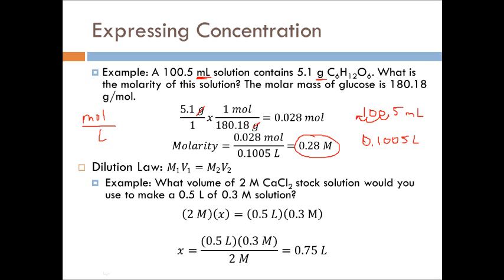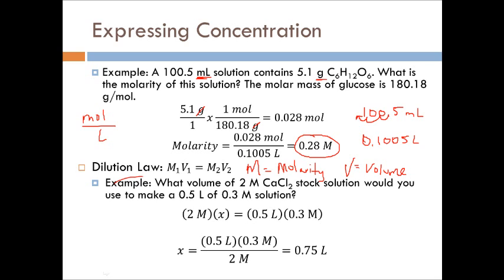Because it's such an important thing and something that you do often in a laboratory, we're going to take one solution and we're going to dilute it, meaning we're going to add some water and change the concentration, lower it down. And we have a dilution law, which really isn't a law, that relates the molarity and volume of one solution to the molarity and volume of another. So M1 V1 equals M2 V2. And again, in this case, molarity is M and volume is V.